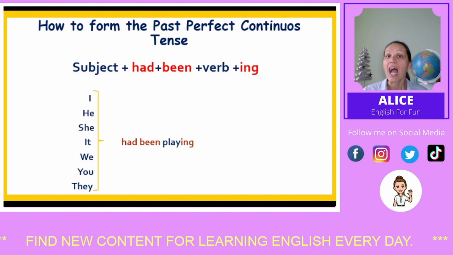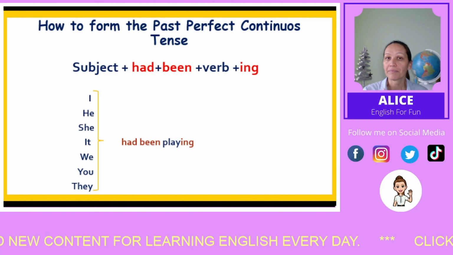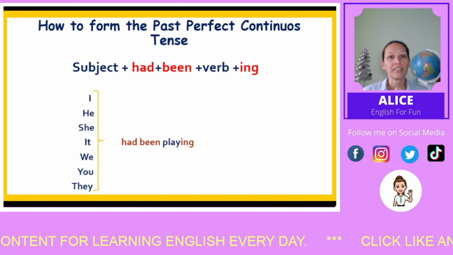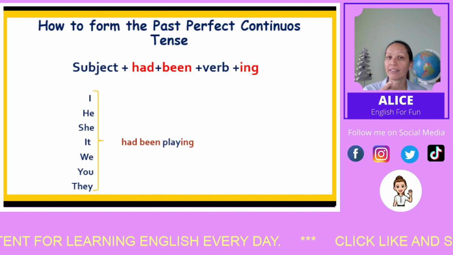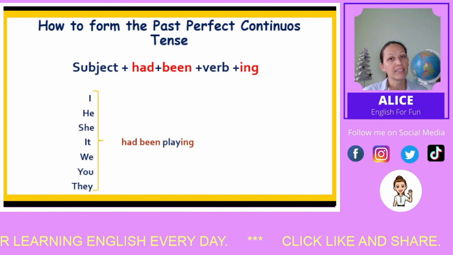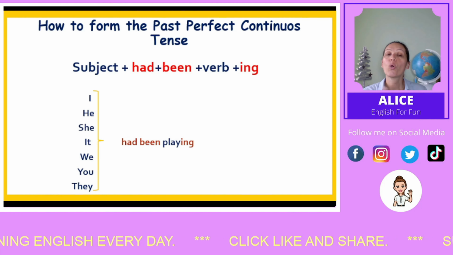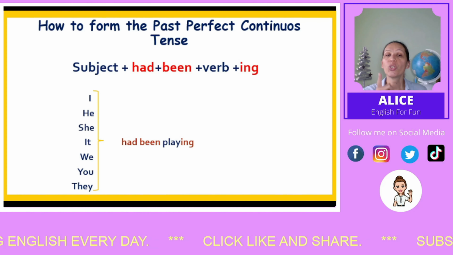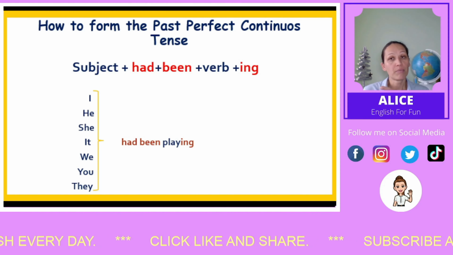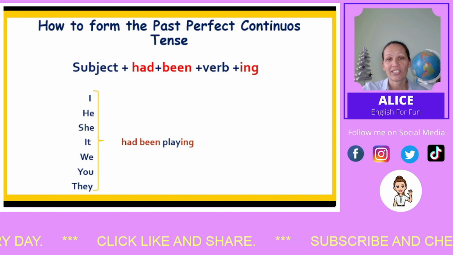Repeat after me. I had been playing. He had been playing. She had been playing. It had been playing. We had been playing. You had been playing. And they had been playing. Excellent, good job.